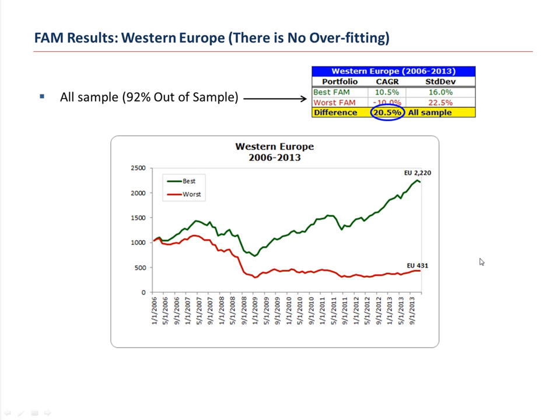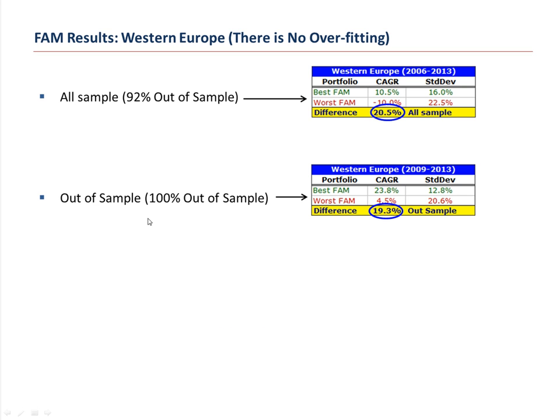A fair question to say is, well, how much of that is due to the in-sample? Well, let's take a look. Let's just look at the out-of-sample, 2009 to 2013, and look at the difference between the best and the worst. It's 19.3%, nearly identical. But maybe I'm choosing samples in a way that makes FAM look good.